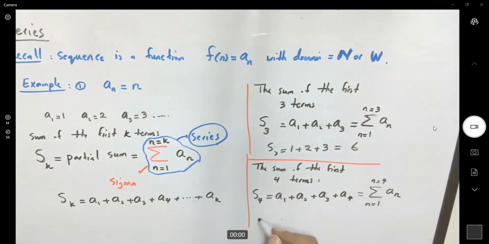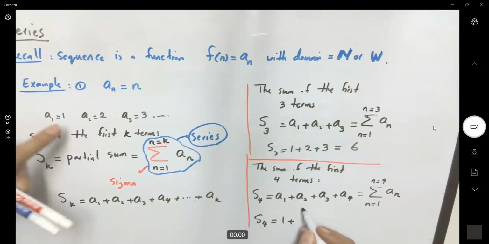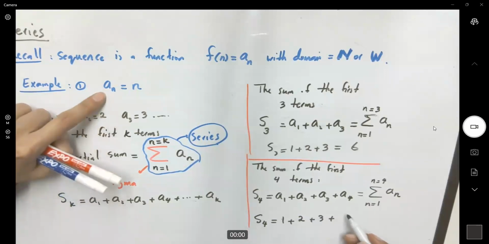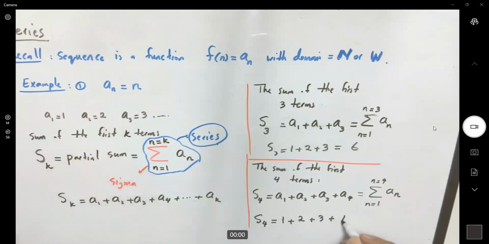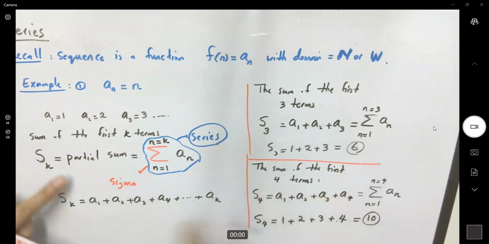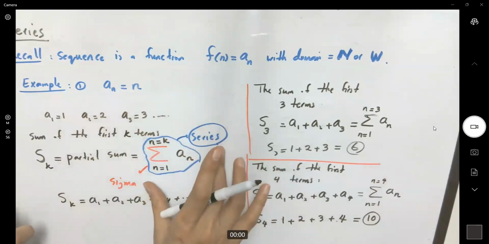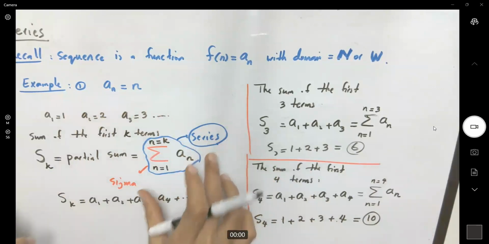Well, can I calculate this? Can I compute this? Of course. S sub 4 is equal to A1, which is 1, plus A2, which is 2, plus A3, which is 3, plus what is A4? A4 is just 4. So if I add this together, I already know that this sum is equal to 6, and 6 plus 4 is 10. So we found the partial sums of this sequence, which gives us the definition of the series.